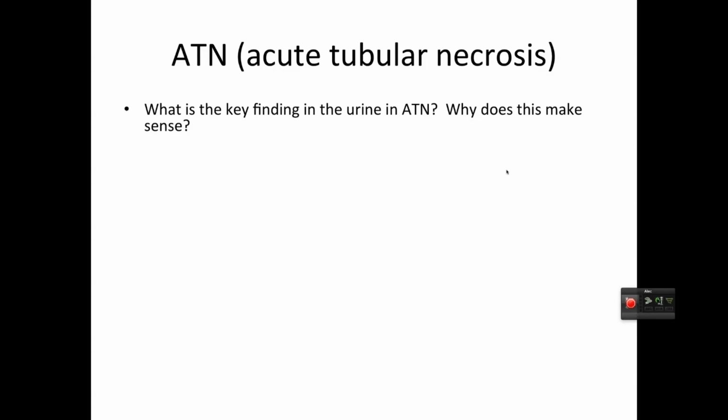And so, wait, why do I get muddy brown casts? So the cells die and they get sloughed off into the tubules, and they just take the shape of the tubules, and then they get pushed out and they still look like that.